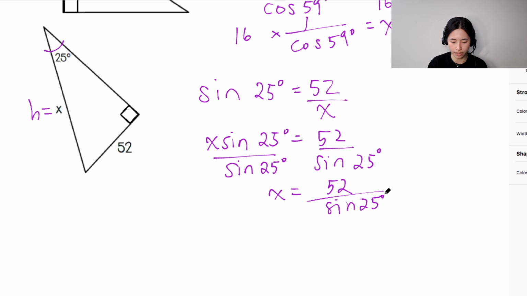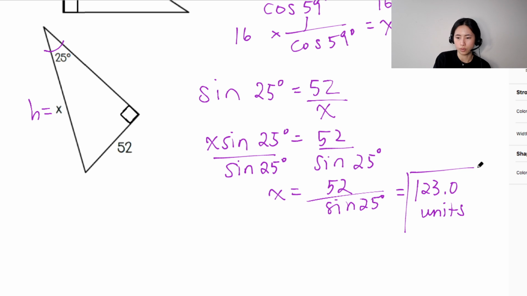So 52 divided by sine 25 degrees is equal to 123.0. And this is in units, right? So x is equal to 123.0 units.